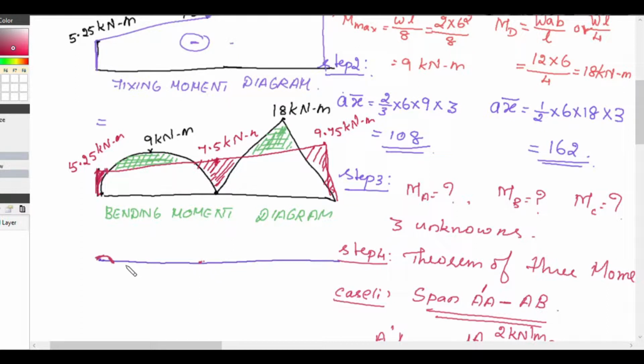a sagging deflection, okay, and at the support we will have again hogging up to this point, and after that up to this point we will have a sagging, and after that we will have a hogging. So this is the deflection diagram.